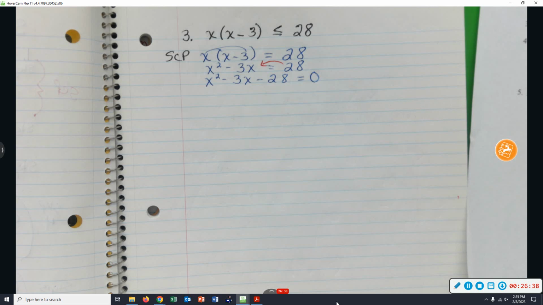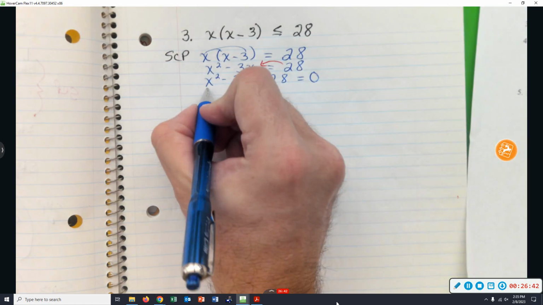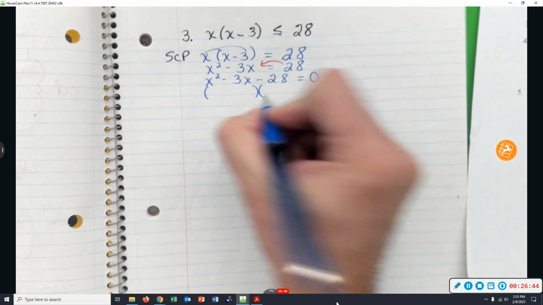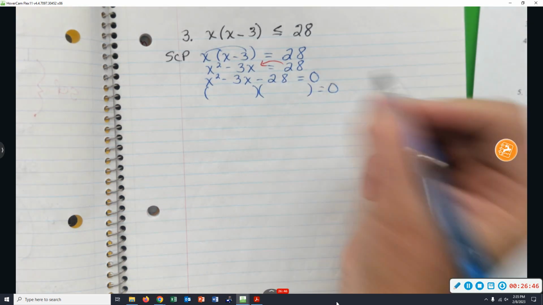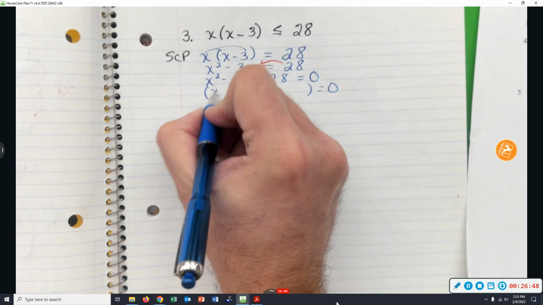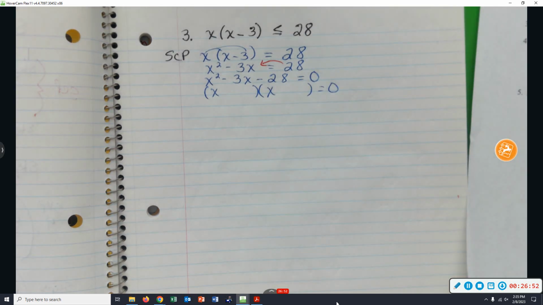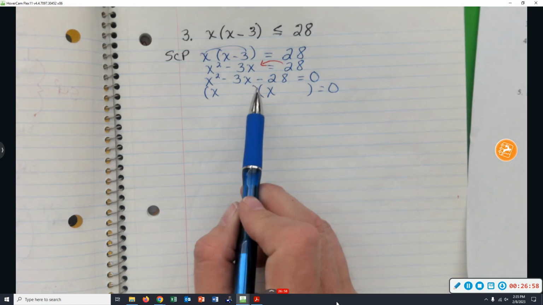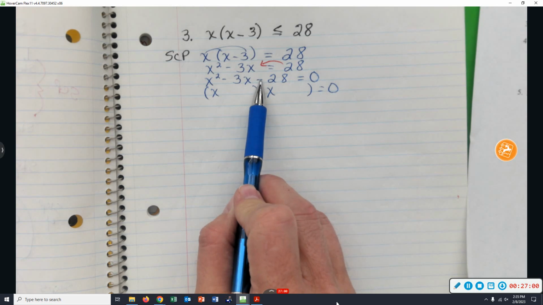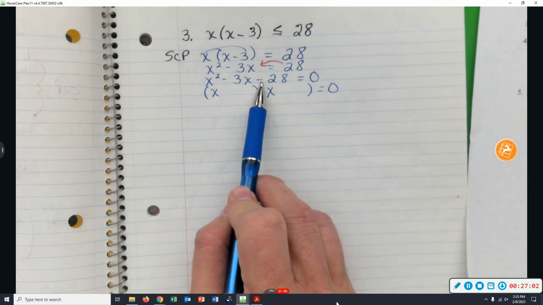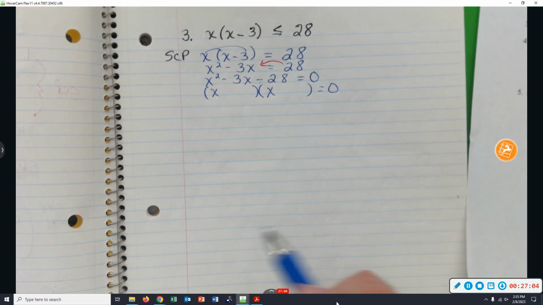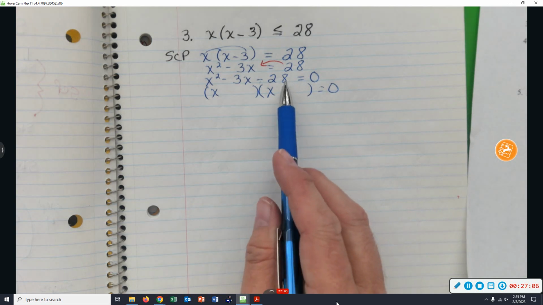And let's see, how are we going to factor this one? X and X. Do I know the signs? Can I fill them in? Is it 2 pluses, 2 minuses, or one of each? Yeah, one of each. If the second sign is minus, 1 plus, 1 minus. So we'll wait to fill it in.